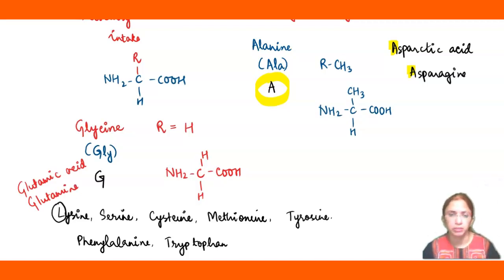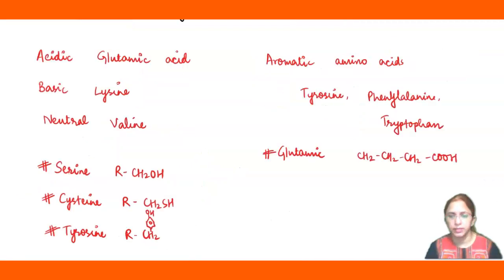There are some amino acids which are specially mentioned in your NCERT. So we will just have a look at the acidic amino acids, basic amino acids, and aromatic amino acids. Now we'll see what are the various examples that are being given in the book, because they are again important for the MCQ point of view.